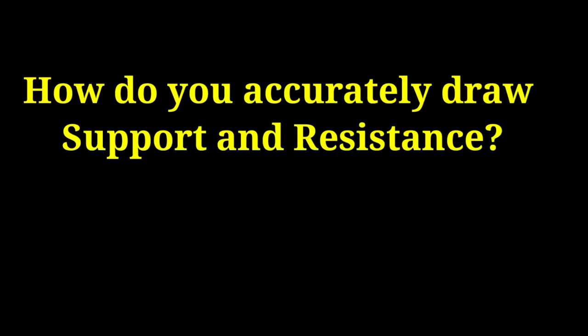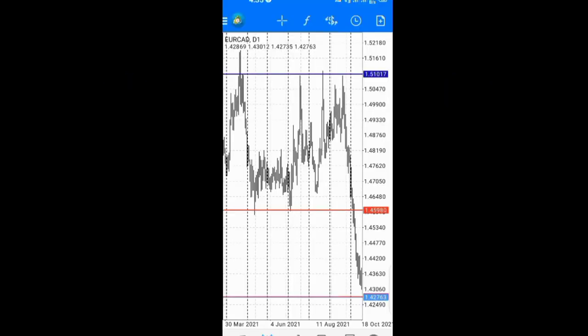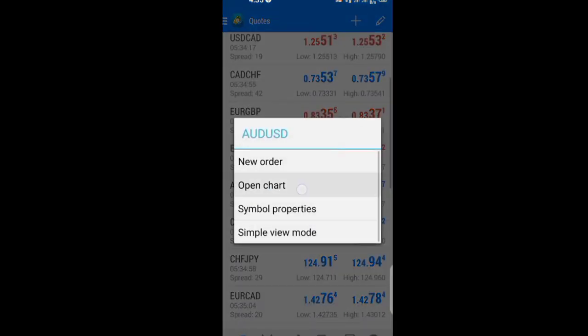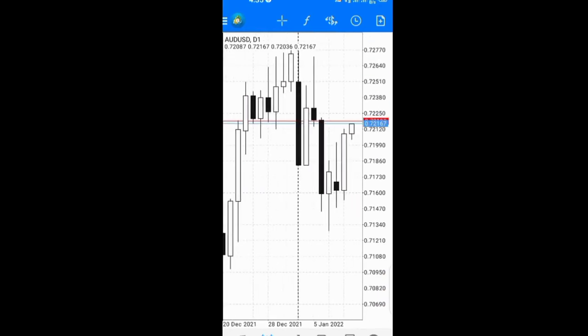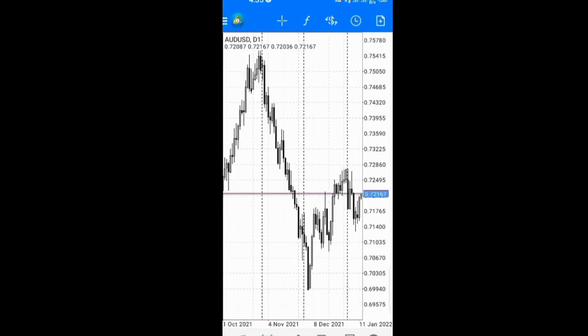First, how do you accurately draw your support and resistance? So take for instance, this is my chart and I want to find the support and resistance on this chart using my phone. There are 3 things you need to do to draw your support and resistance accurately.